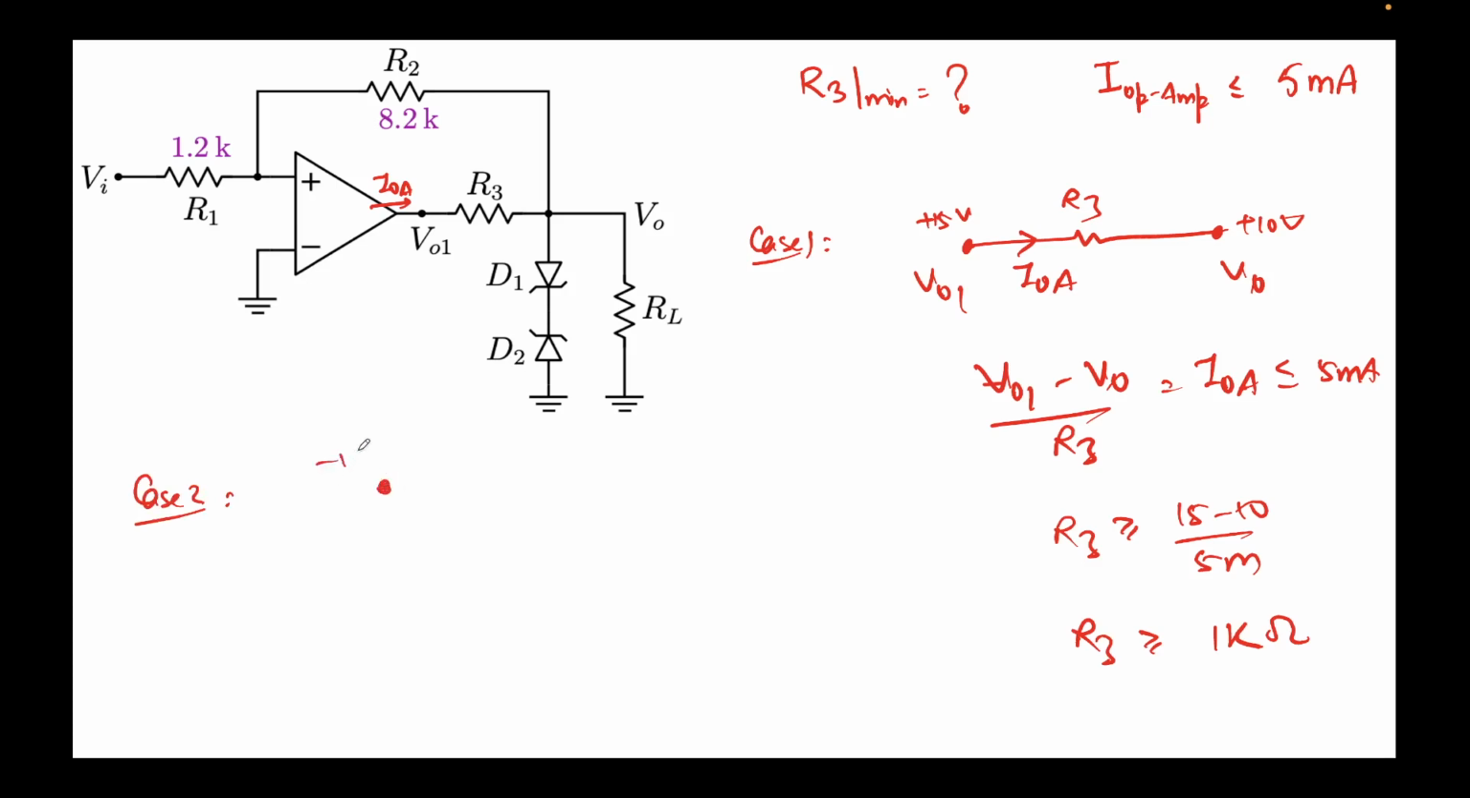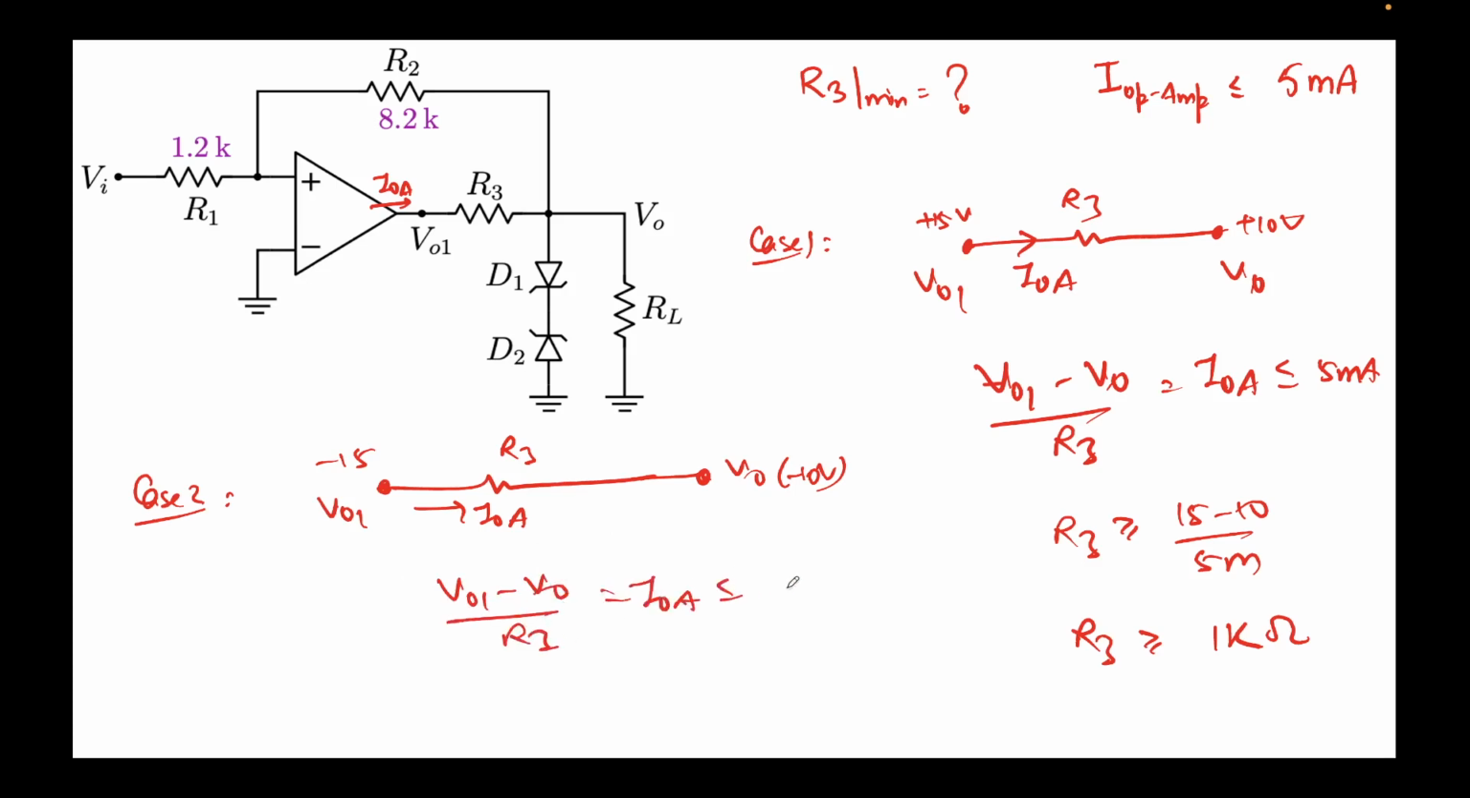Okay, and in the second case, what we had was this was at minus 15, this was V01, this is again R3, this was V0, this was sitting at minus 10 volts. Again I'll assume IOA is flowing here. If you again apply Ohm's law, V01 minus V0 over R3, which is IOA, should be less than or equal to 5 milliamps. That's the condition. You put the values, minus 15 plus 10 over R3 should be less than or equal to 5 milliamps.